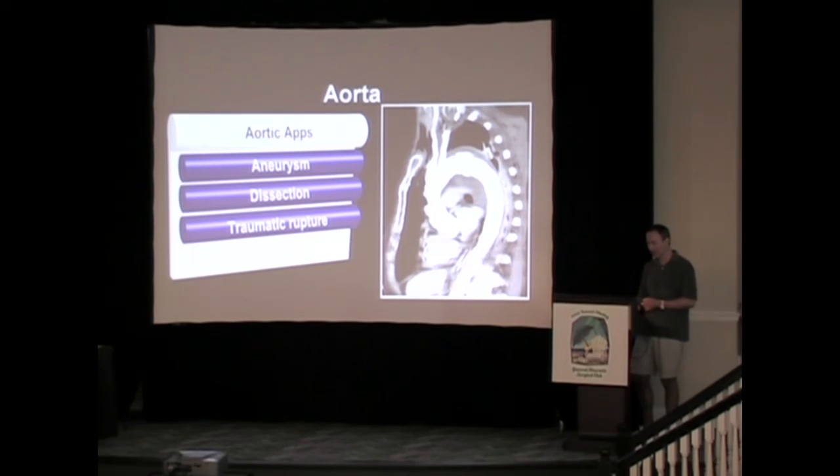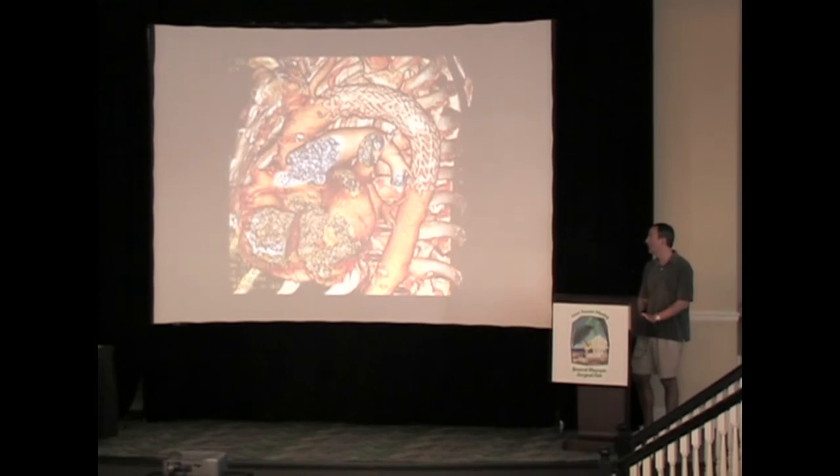Aortic diseases, as I mentioned, these sagittal oblique images, a single image will lay out the entire aorta for you. It can tell you the presence of aneurysm, dissection, or rupture. As I mentioned earlier, we do a very nice job also with the stent grafts and can evaluate those for complications as well.